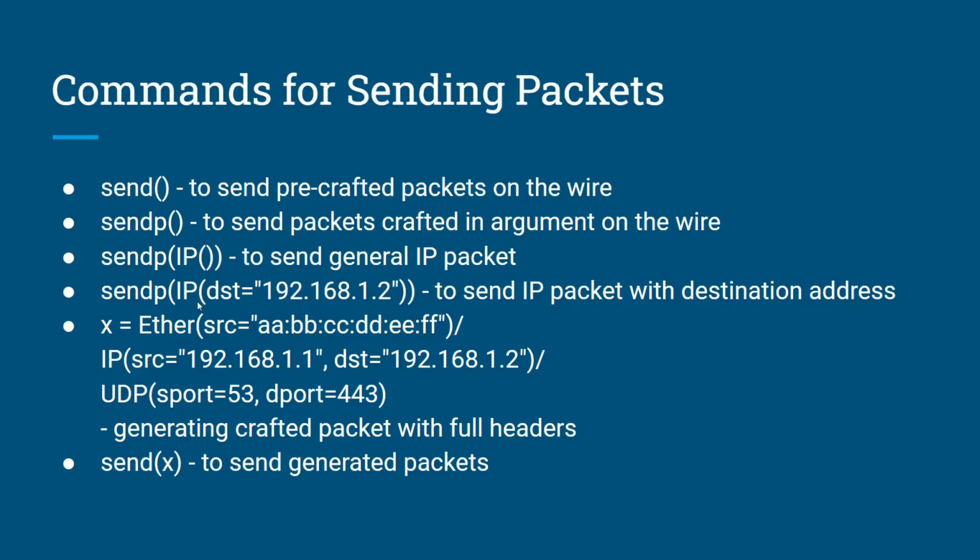This is a little bit more complicated command, and we're actually smashing different headers together and building our own custom packet like we talked about earlier. So we have an Ethernet header where we're specifying a fake source MAC. We have an IP header where we are specifying the source and the destination, and then we're specifying the ports, or the UDP ports that we're using. And then we're storing all of that in a variable called X.